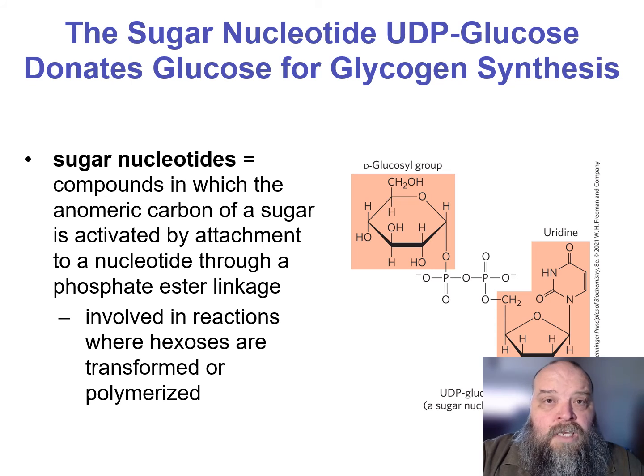So, complexity here is the fact that you're not just taking glucose, adding a phosphate, G6P, turning it into G1P, and then adding it on, making glycogen. No, you're going to have to go through a sugar nucleotide. A glucose is added as a functional group to the nucleotide UDP, uridine diphosphate.